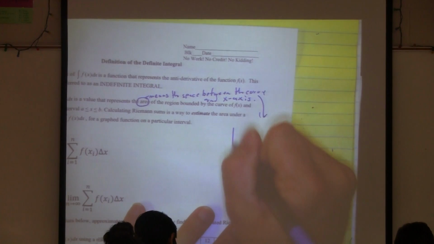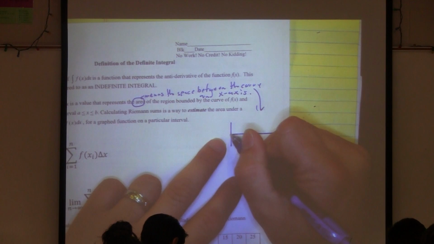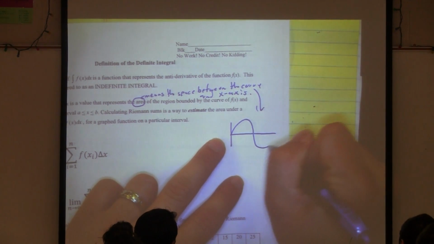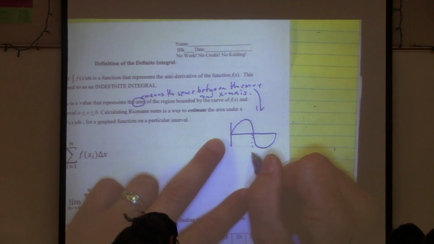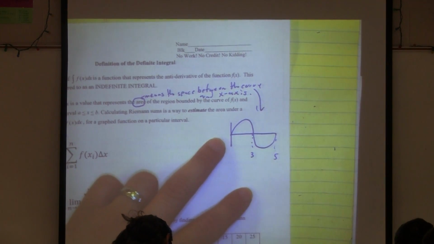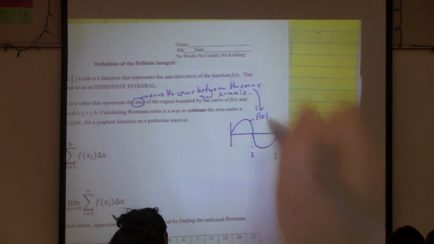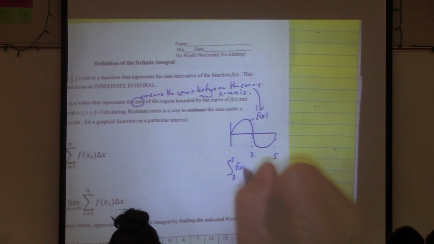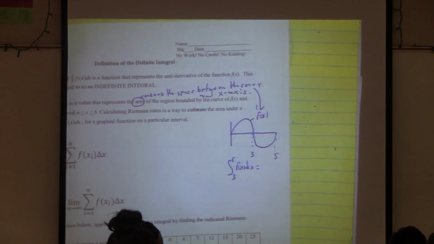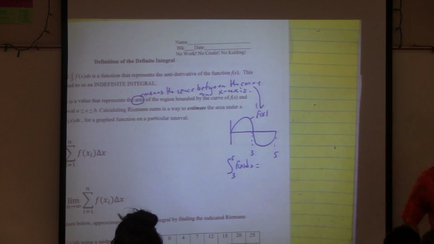Let's say I have this graph here. And the graph goes up like this and then comes back down like this. And I ask you to approximate the integral from 3 to 5. We're going to call this f of x. I want to know the integral from 3 to 5. What do you think the result of that is going to be? It's going to be some negative number. Why is it going to be a negative number?